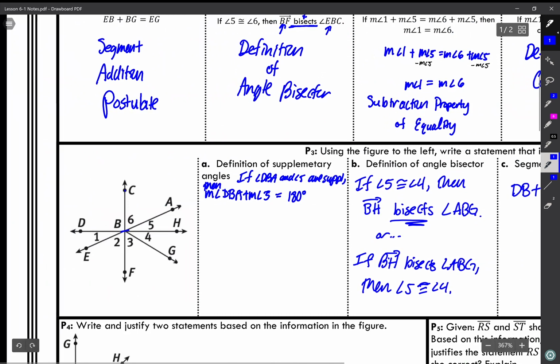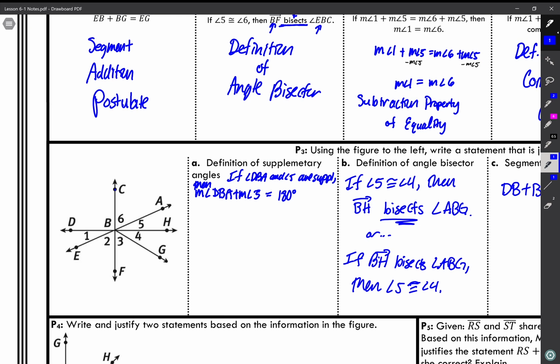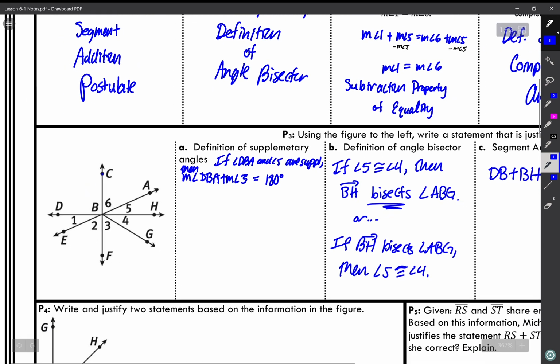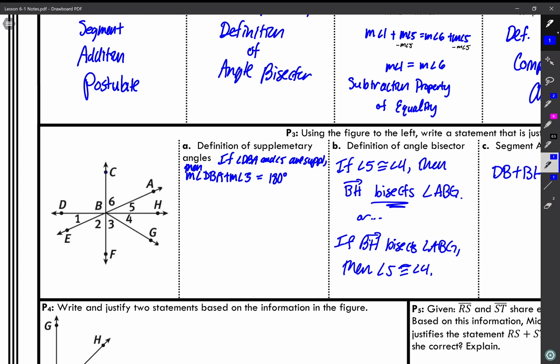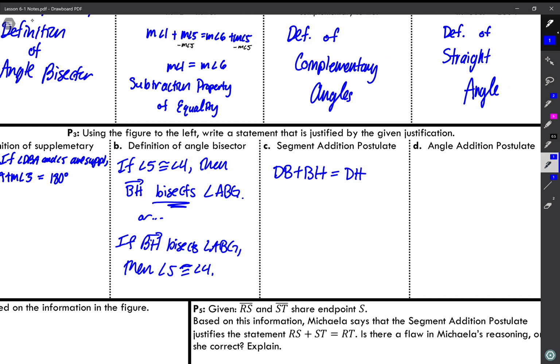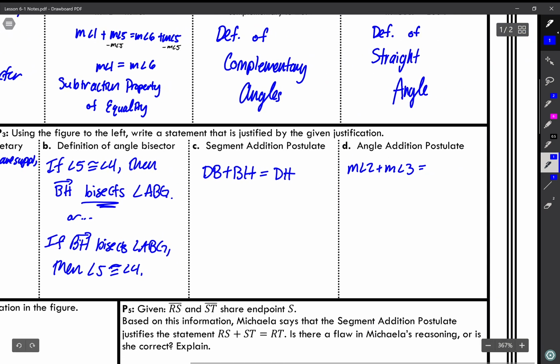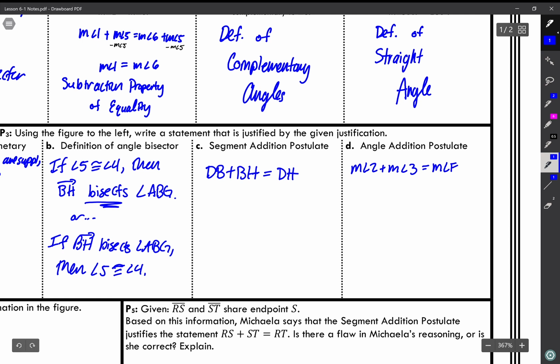Angle addition postulate. Now I can say that if two angles add up to give me another angle, we talk about their measures. So I could say that the measure of angle 2 plus the measure of angle 3. Let's add those two. Okay, they're next to each other. The measure of angle 2 plus the measure of angle 3 equals, alright, so those two together make up this angle right here, and we'll call that the measure of angle EBG. So that equals the measure of angle EBG. Awesome. It's not the only statement we could have done, but that's one of them, and that's what we're going to do for this one.